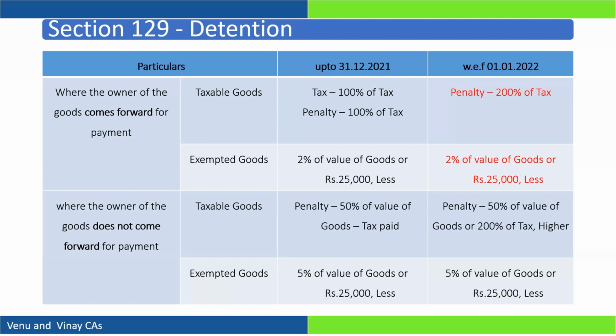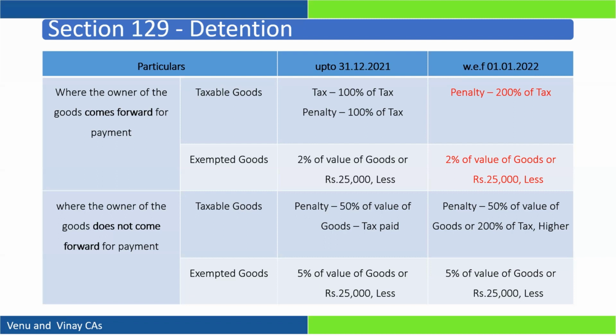So what happens to the balance 50%? To whom does this go? Don't worry, it doesn't go anywhere. The goods would get auctioned. When we say 50%, 50% is to the central government, 50% is to the state government. So the whole of the goods would be adjusted with the penalty. In case of exempted goods, 5% of the value of the goods or 25,000, whichever is lower.